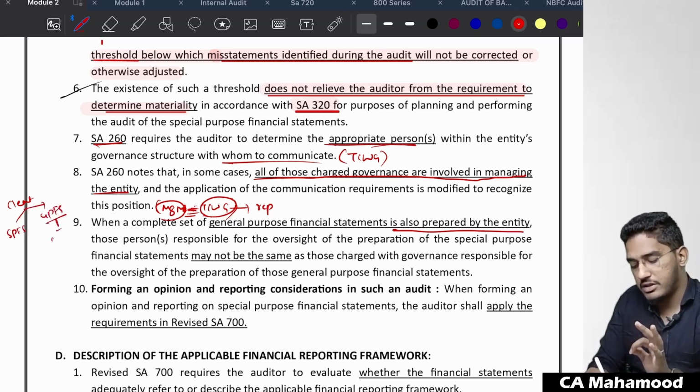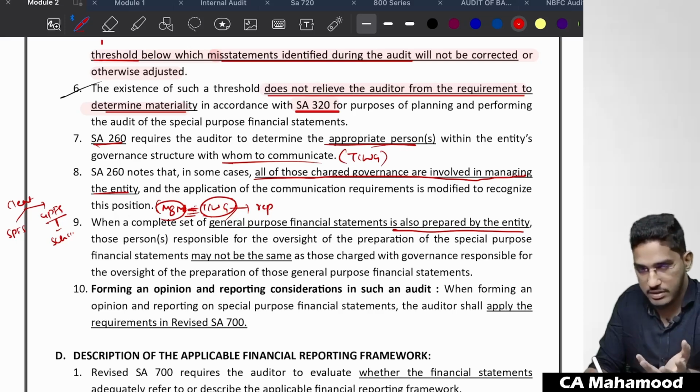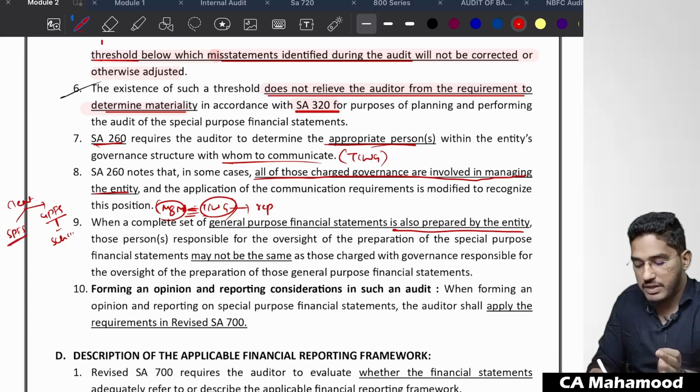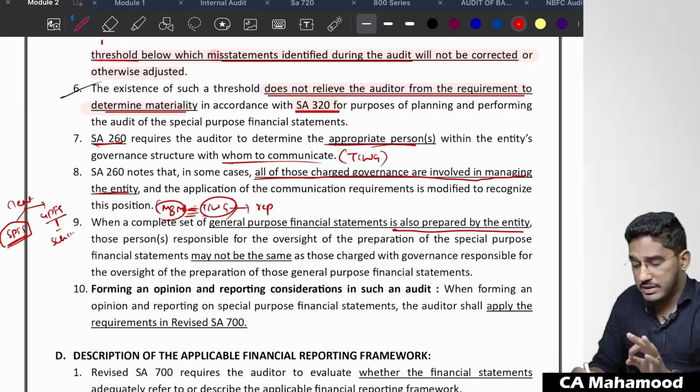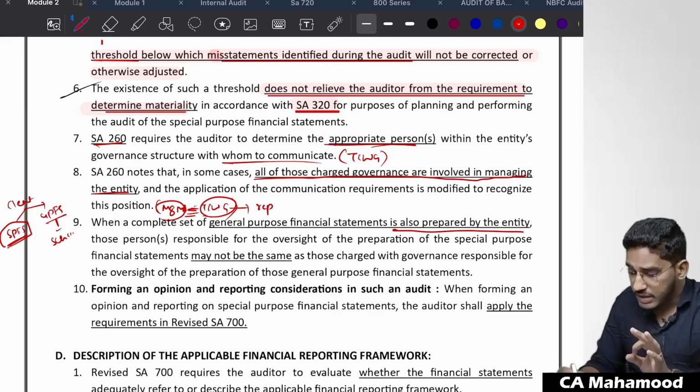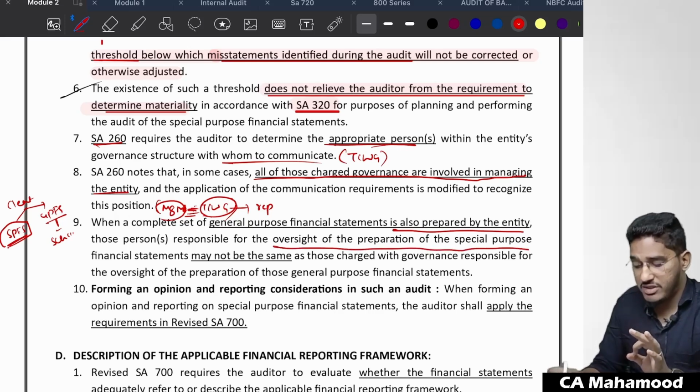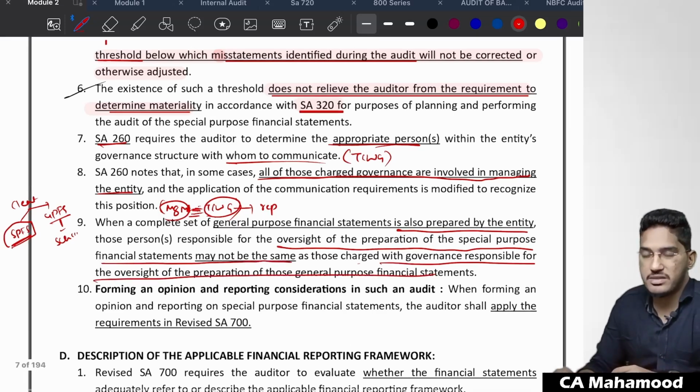They have one copy of the financial statements prepared as per Schedule 3 and accounting standards. In addition to that, they prepare the financial statements as per a special purpose framework. That also could happen. So when a complete set of general purpose financial statements is also prepared by the entity, those persons responsible for the oversight of the preparation of the special purpose financial statements may not be the same as those charged with governance responsible for preparation of general purpose financial statements.